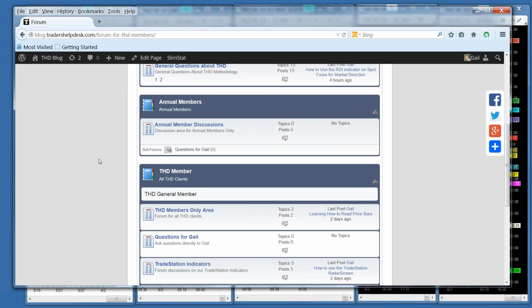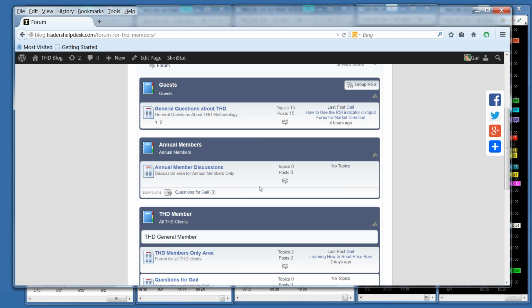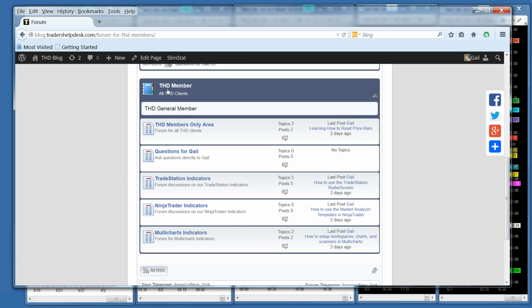And then you can see that we've got quite a few forums here. We've got one just for annual members. If you're an annual member, you should be able to see all of that. If not, just email me and I'll make sure that I correct it. And if you've ever purchased the THD tools and you are a member of the forum, then you're already in the THD member section as well.